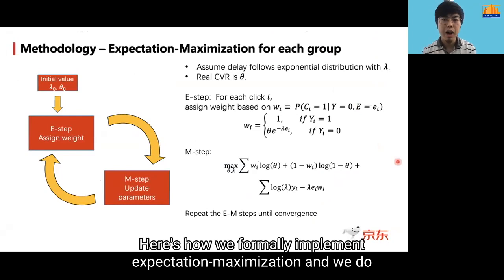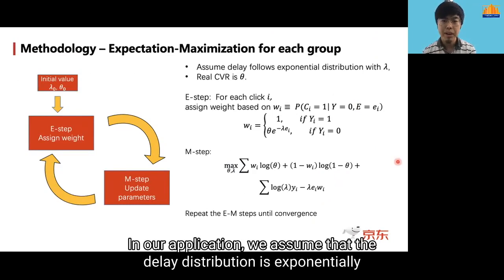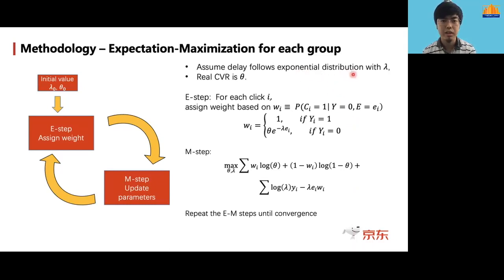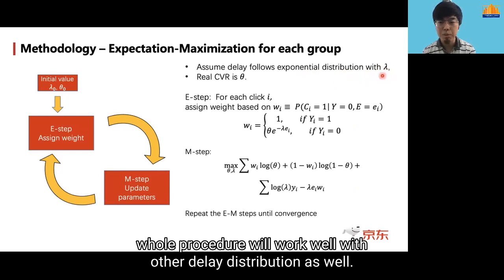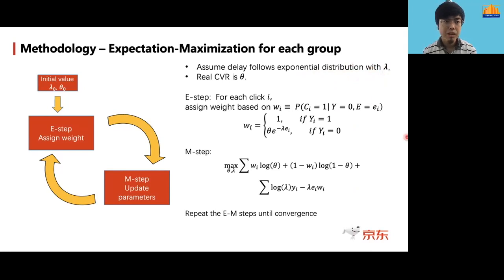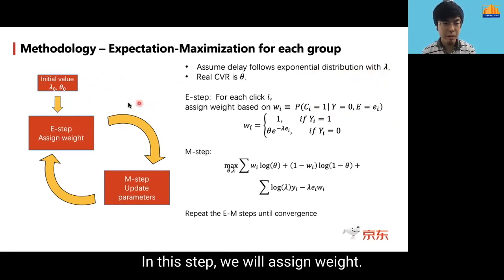Here is how we formally implement the expectation maximization. We'll do this for each experiment. In our application, we assume the delay distribution is exponentially distributed with the parameter lambda, because it matches our data quite well. But in theory, this whole procedure will work with other delay distributions as well. To begin with, we have some initial values, lambda 0 and theta 0. And we enter the next step, called the E step. In this step, we'll assign weights.